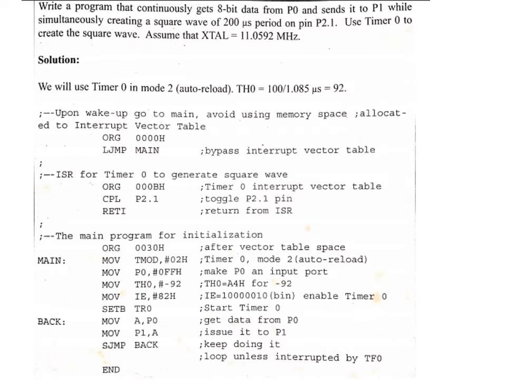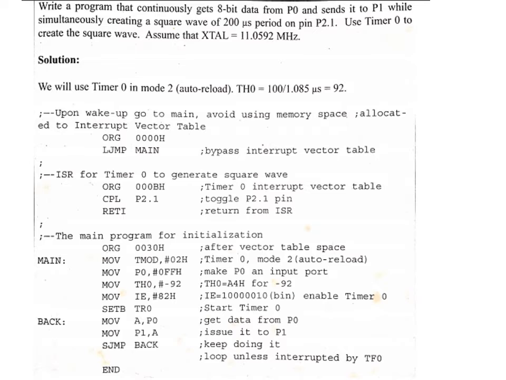Next, the value to be loaded into the TH register is given by 255 plus 1 minus 92, which comes up to A4 in hexadecimal. This hexadecimal value can be loaded into the TH0 register directly, or you can convert it into decimal and load it into the TH register. Here the sign of the number is considered, hence it is given as minus 92, or else the direct value, that is A4, can be loaded into the TH register.